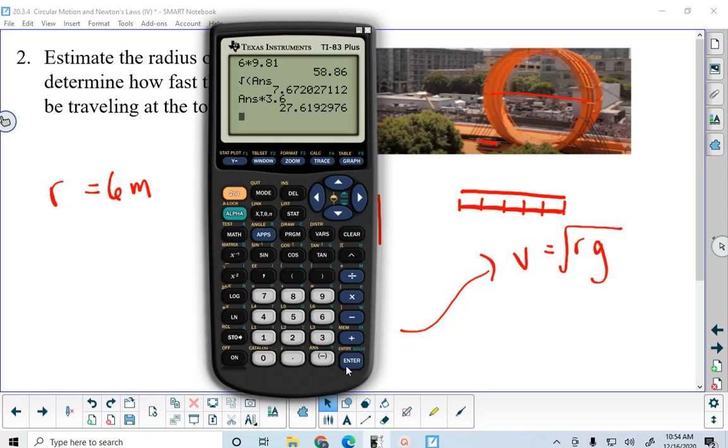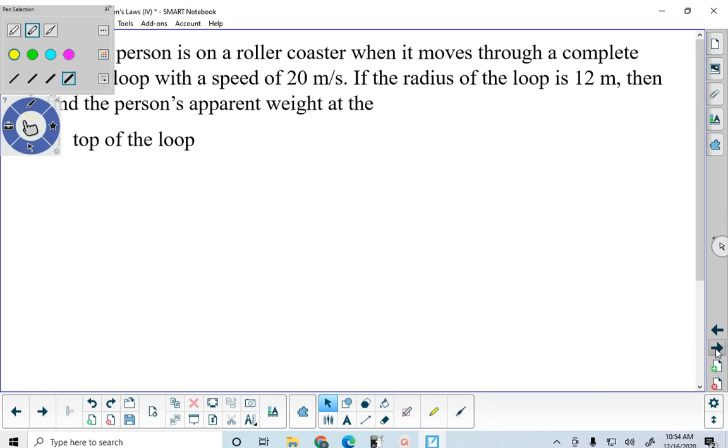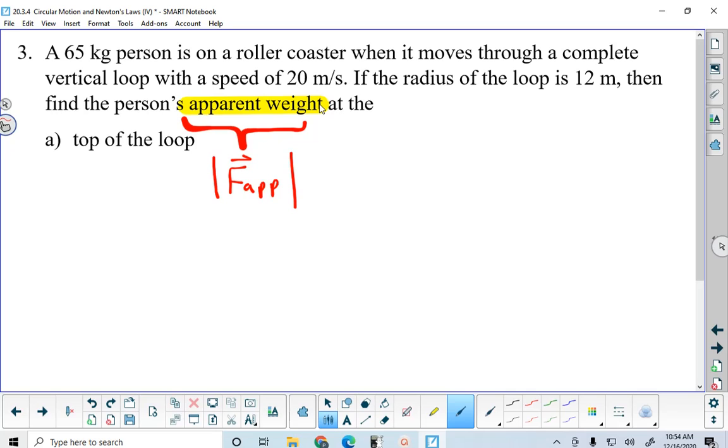So I'm going to end it there. If you take a quick look at number 3, we could do number 3, but I'm not going to. I'm just going to remind you what I told you, which is that this is the applied force. There's no string, it's just the applied force. So anytime you're doing any of these problems from today's lesson dealing with vertical circular motion, if you are asked about weight, apparent weight, it's the applied force. It's the same as it was with vertical motion in a line.